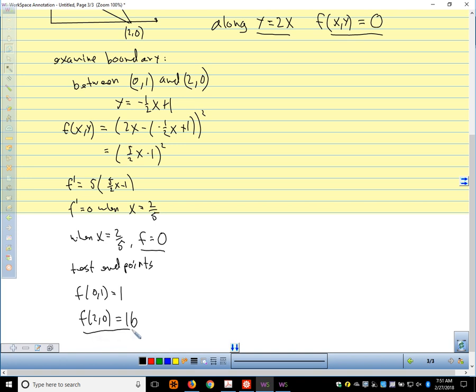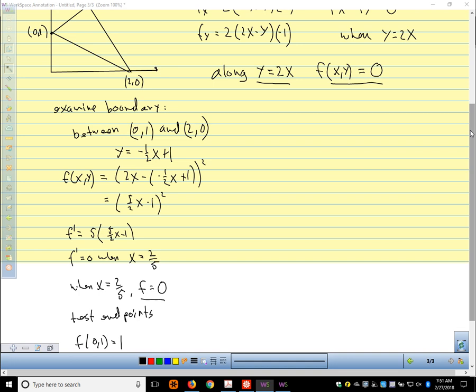Alright. So these are our candidates so far. We have f of 2, 0 is 16, and along y equals 2x, we get f of x, y equals 0. So can both endpoints be relative maximums? Yes. Just 16 is the absolute. Right. Once we tested this endpoint, we don't have to test it again along the other boundary because we've already tested it.